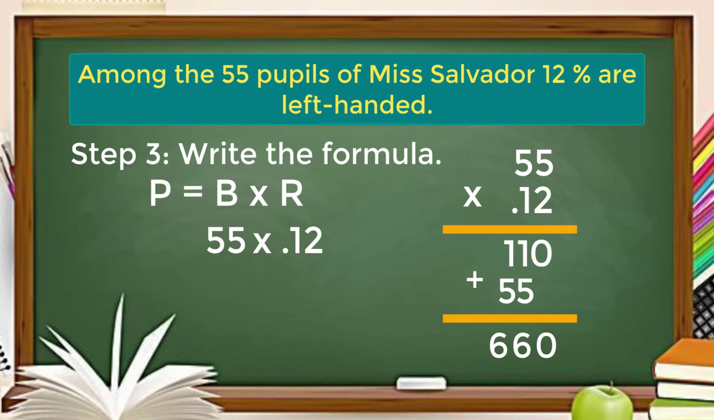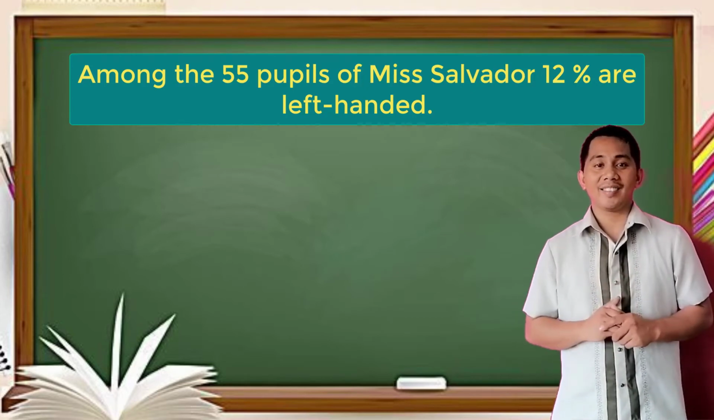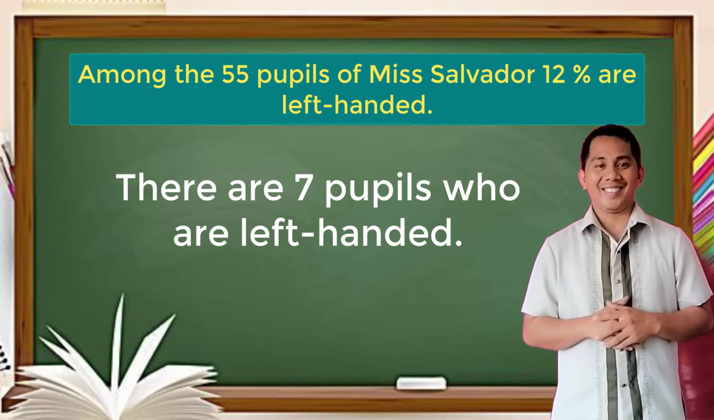Write a decimal point after the last digit. Move the decimal point twice, going to the left. 1, 2. We have 6.60. Let us round our answer off to the nearest whole number, since we are asked about pupils or persons that are whole beings. 6.60 will become 7. So how many pupils are left-handed? Perfect! There are 7 pupils who are left-handed.